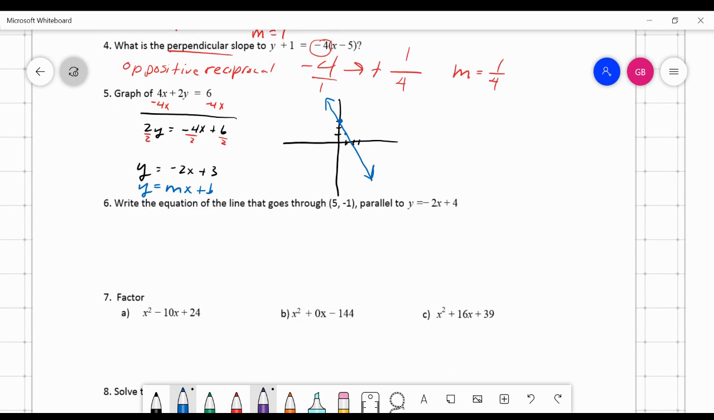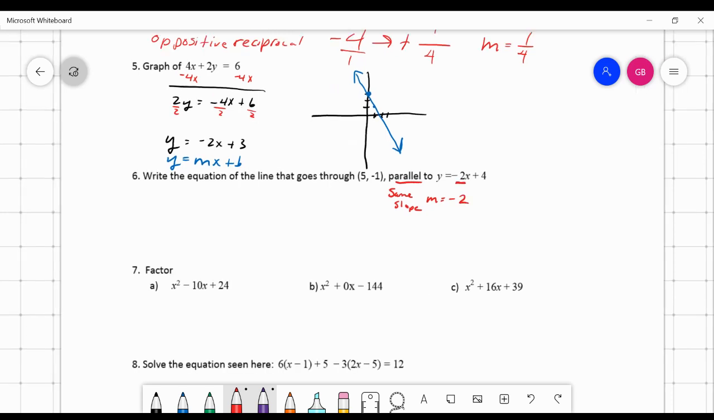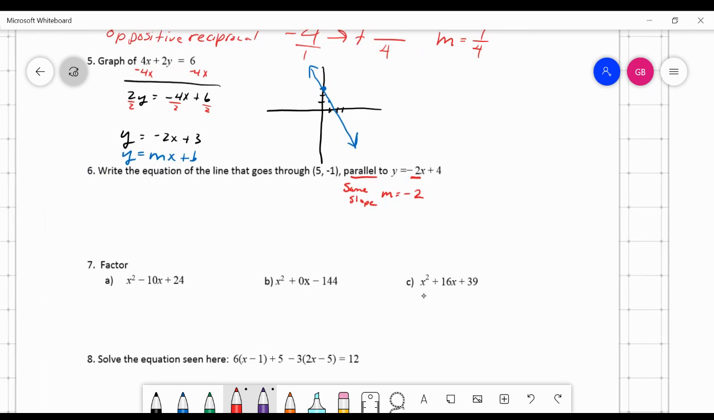Number 6, write the equation of the line that goes through the point (5, -1), and it is parallel to y equals -2x plus 4. So again, it's parallel, so it's going to have the same slope. Here's the slope here. And it has to go through this point (5, -1). So this is x1, y1.